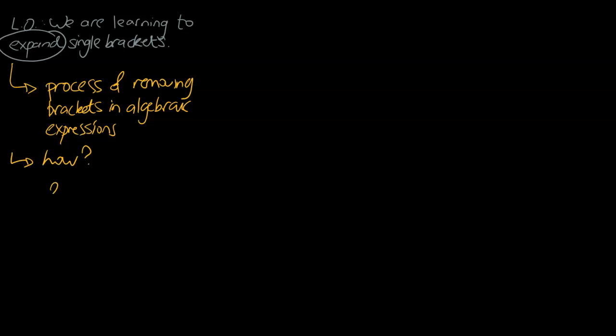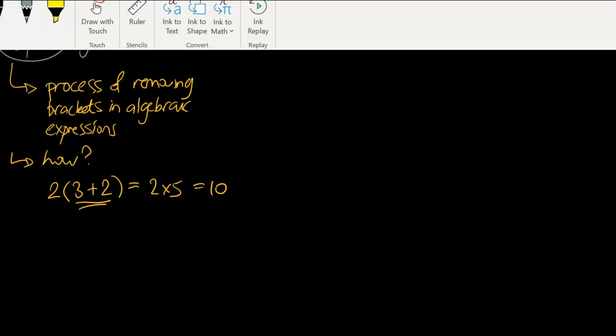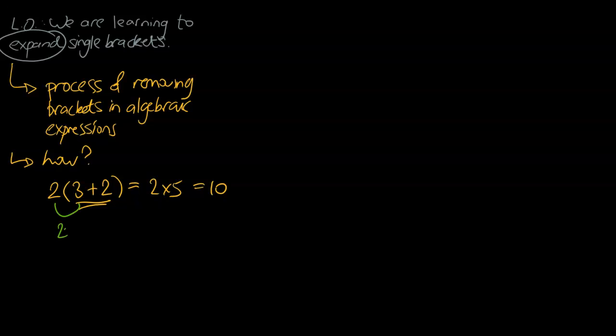If you have a look at the example, 2 times 3 plus 2, normally what would happen is you would just do the 2 times the 5, and that would get you to the final answer of 10. That's absolutely spot on, nothing wrong with that. But another way to think of it is if you do 2 times 3, and then 2 times 2, so plus 2 times 2, that's also going to get you to 10.